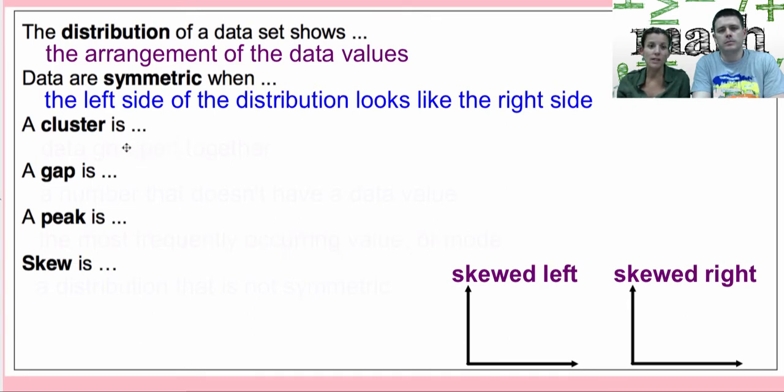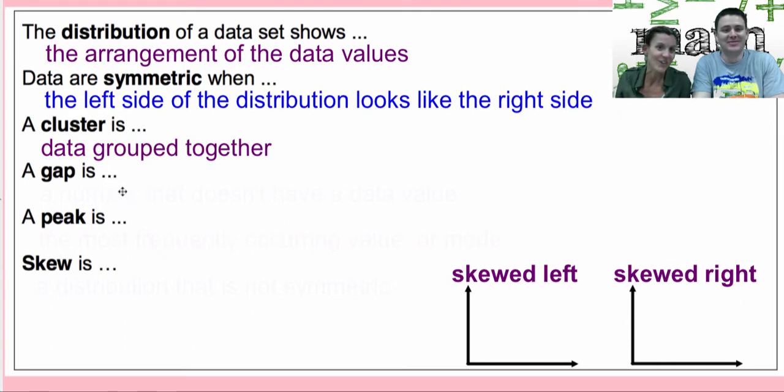A cluster is a bunch of data grouped together. If you think about a cluster in a candy bar, it's usually a bunch of nuts in one chocolate piece. So a cluster is grouped together. Or a cluster of kids in the hallway is a bunch of kids. I was going to say a cluster of people together, but all right.